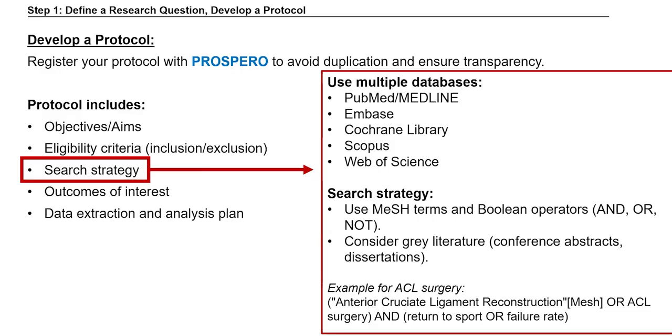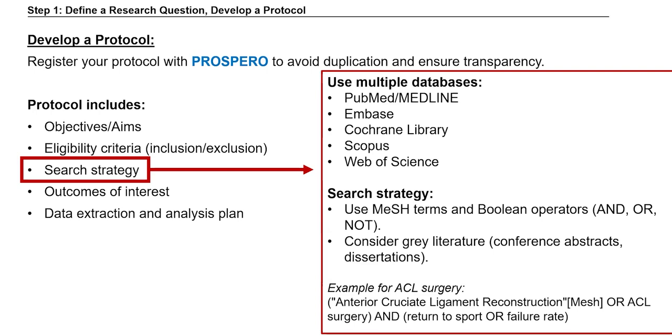In the search strategy, it's better to use MeSH terms. I have talked about it in that talk, and it's easy to learn and easy to use. And the operators like AND, OR, NOT could be very useful. And I have an example here for ACL injury. Also consider grey literature, conference abstracts, and dissertations. This is where Google Scholar also comes to your help to find these things, because some of them are not indexed in the other databases.